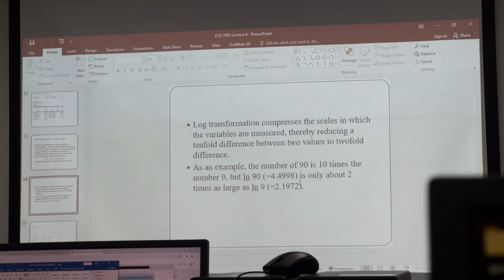By doing so, it can help the model reduce the difference in the error term, the different values of the error variance. So it helps to make the error variance not that much different across different values of x.